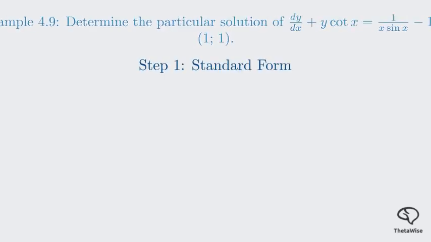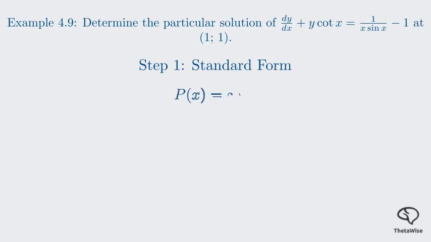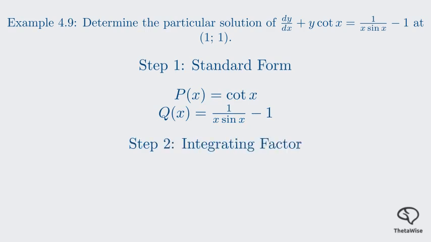Step 1, standard form. The equation is already in our standard form. P(x) is cotangent x. Q(x) is 1 over x sine x minus 1. Step 2, integrating factor. IF equals e to the integral of cotangent x dx. The integral of cotangent x is ln of sine x. So the integrating factor is e to the ln of sine x, which simplifies to sine x.